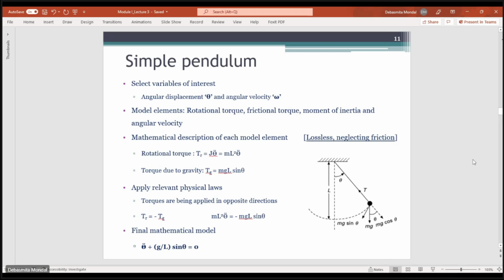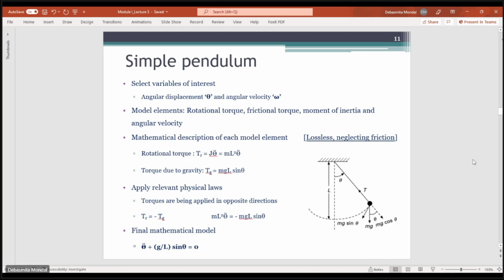So the rotational torque, if you want to model that, you can model by T_R, which will be equal to J into theta double dot, and you can substitute J by mL squared. So T_R will be equal to mL squared theta double dot. And the torque which is there because of gravity: this is mass, so mg is going downwards and there is another force acting in this direction, given by mg sine theta. So the torque because of this gravitational force is given by mgL sine theta.